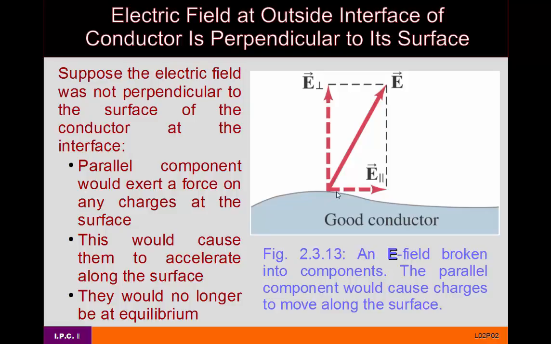And this means that the charges, the electrons and the holes, will ultimately separate in such a way that the charges rearrange until the whole electric field is perpendicular to the surface of the conductor. So at that point in time, then the conductor will be at equilibrium again.